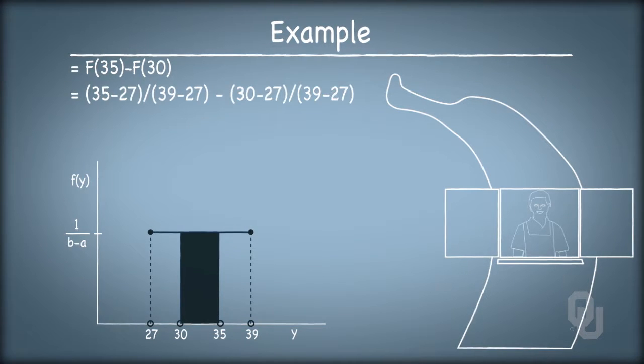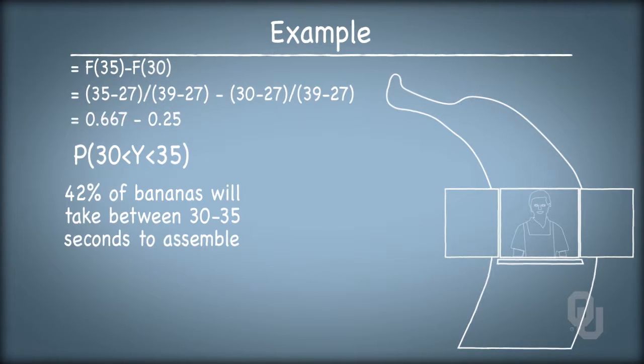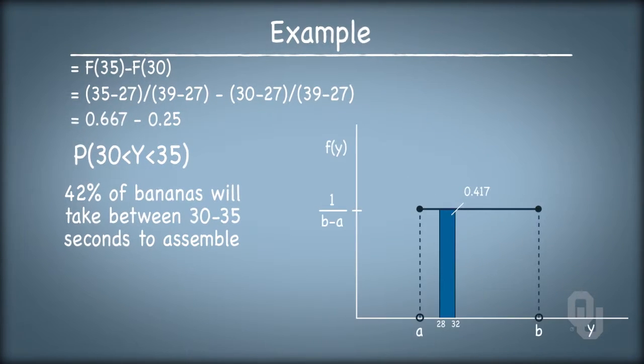That's 35 minus 27, all over 39 minus 27, which is 0.667, less 30 minus 27, all over 39 minus 27, which is 0.25. The probability that a given banana will take between 30 and 35 seconds to assemble is 0.417. That is, around 42% of bananas take between 30 and 35 seconds to assemble. 0.417 would be the same probability for all intervals of the assembly time random variable that are 5 seconds wide.